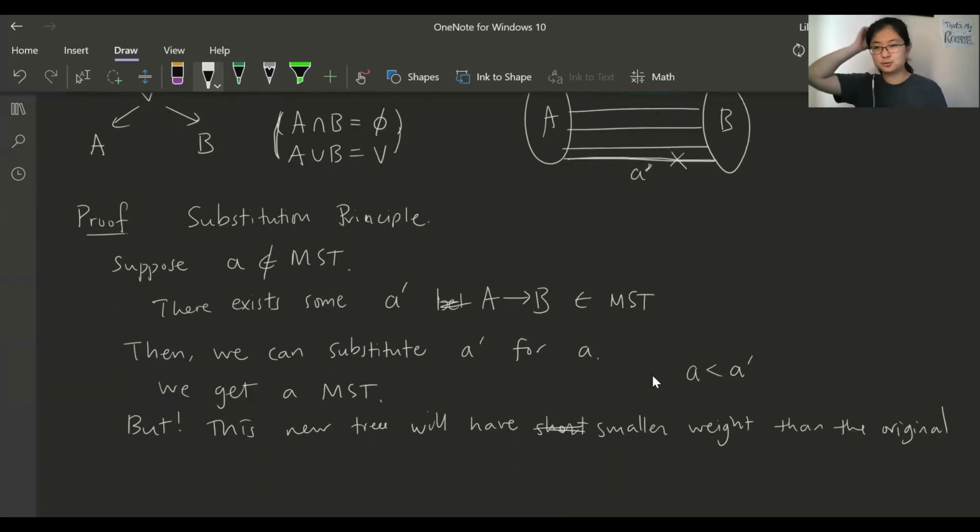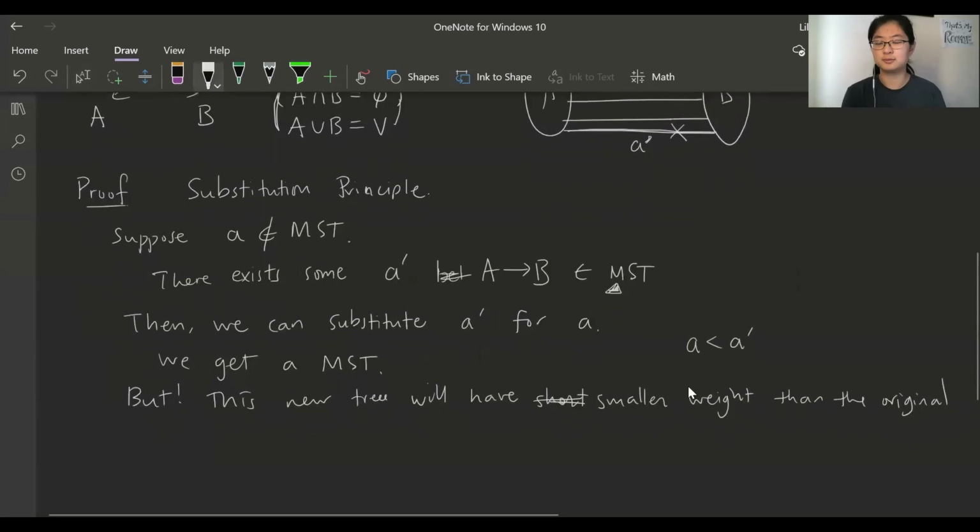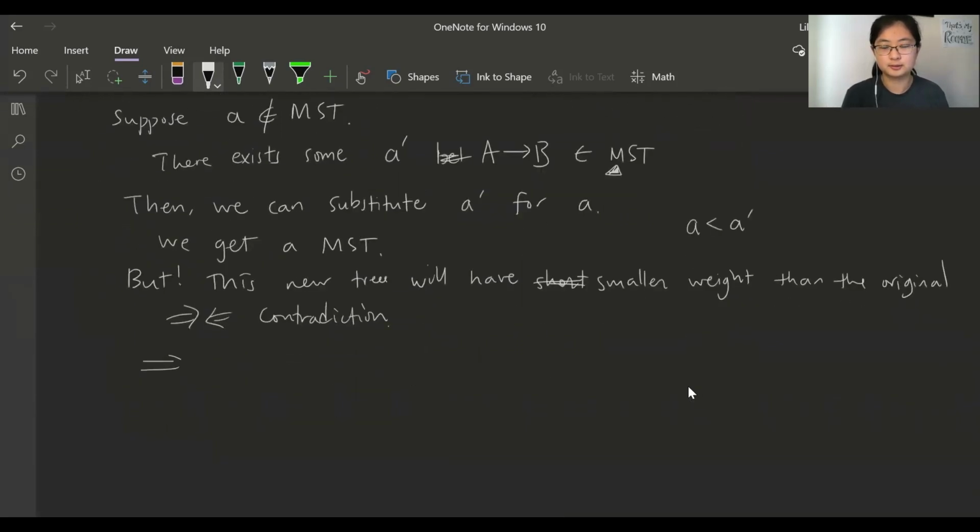But that's a contradiction because we assumed that the original tree was a minimum spanning tree. It means there should be no smaller weight that could do the same thing, that could span this entire graph. Therefore, contradiction. So since we get a contradiction, our initial assumption must have been untrue. Therefore, we get that A is always in a minimum spanning tree.